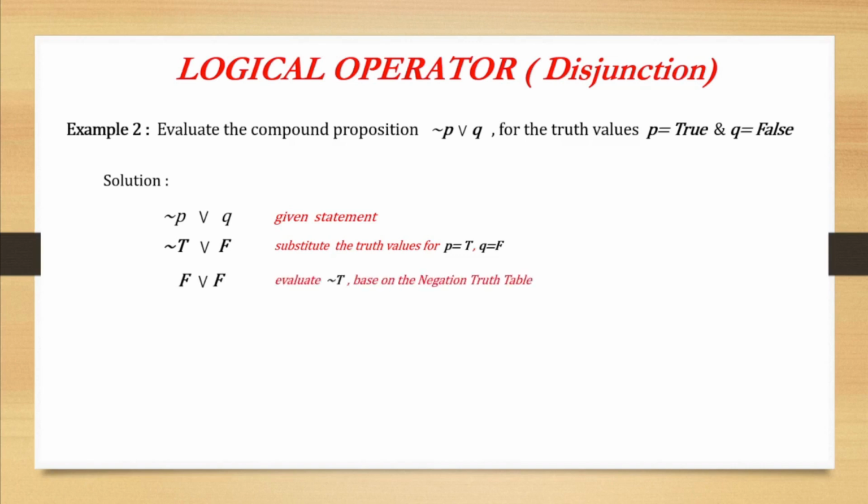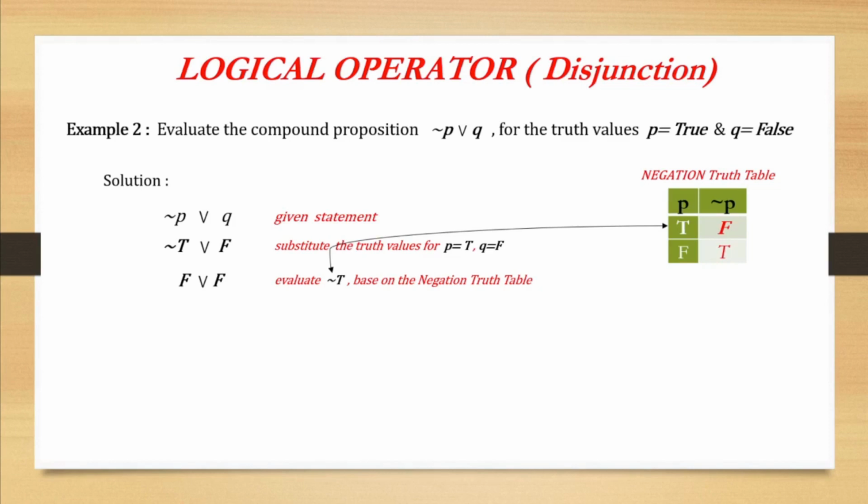Next, as you can see, there is a negation P, and we have to evaluate first the negation P based on the truth table for negation. As the table shows, when P is true, the negation of true is false. Then this is now our updated statement, false or false.